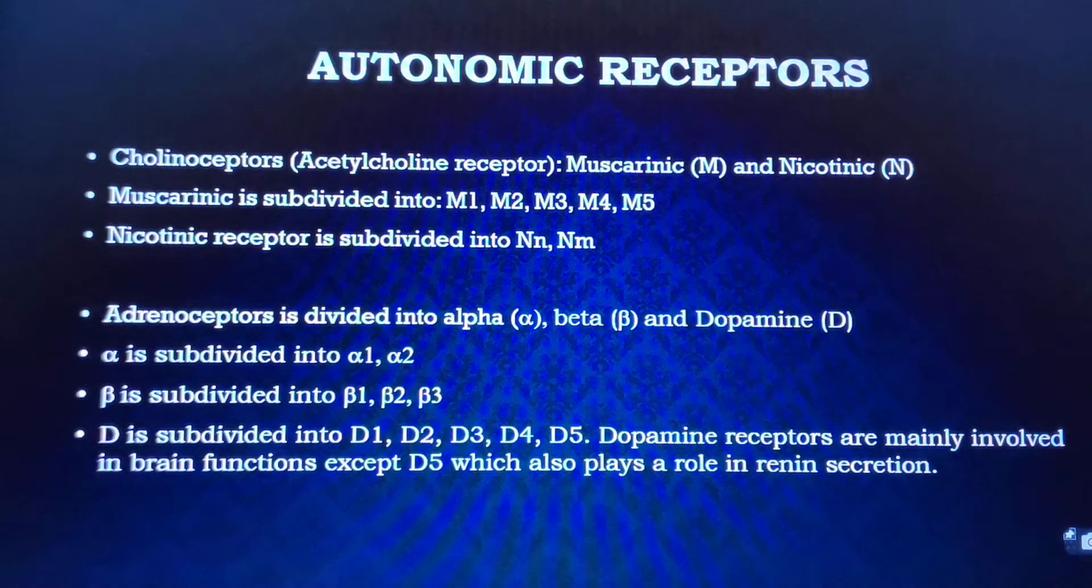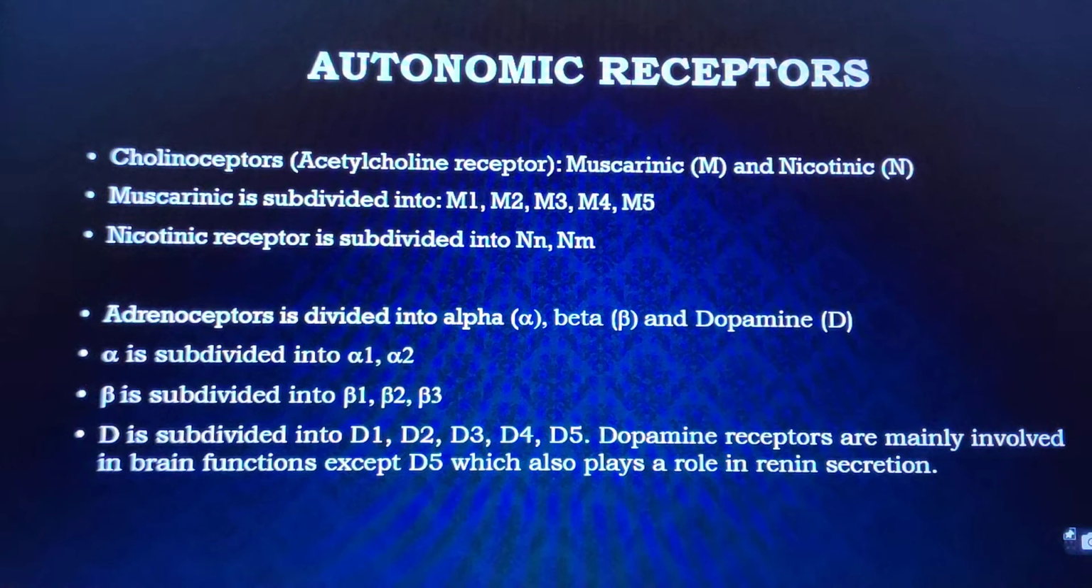Now coming to the autonomic receptors. The cholinoceptors, the receptors for acetylcholine, are broadly muscarinic and nicotinic. The muscarinic receptor is subdivided into M1, M2, M3, M4 and M5. The nicotinic receptor is subdivided into NN and NM. NN stands for nicotinic at the ganglion, and NM represents the nicotinic receptor at the skeletal muscle. So there are two types of nicotinic receptor.